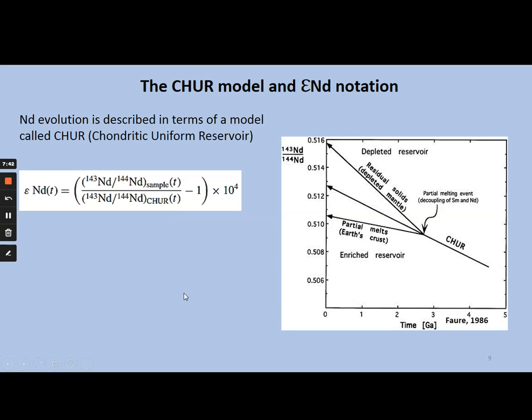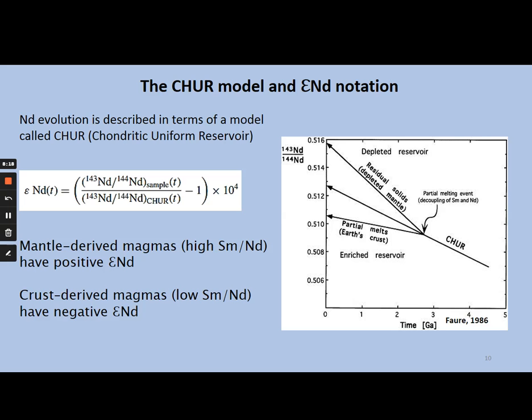So neodymium is more incompatible than samarium. Partial melting of the mantle will remove more neodymium than samarium from the mantle, and this depletes the mantle in the daughter isotope neodymium. That's why we talk about depleted mantle here. Thus, as a melt undergoes fractional crystallization from a mafic to a more felsic composition, the abundance of samarium and neodymium changes, as does the ratio between samarium and neodymium.